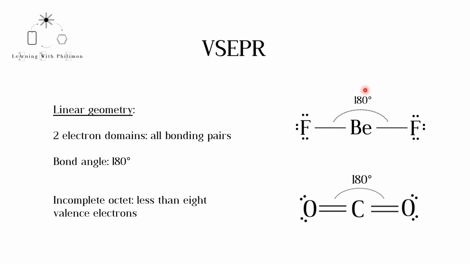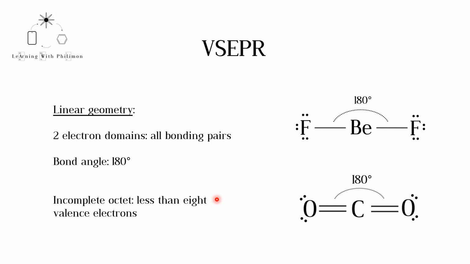Note that the fluorine atoms have a complete octet, 8 valence electrons, after bonding with beryllium. Beryllium, on the other hand, only has 4 valence electrons now. Beryllium has an incomplete octet. Some elements can form stable compounds despite not having a complete octet. This will often be seen in elements such as beryllium, boron, and aluminium.